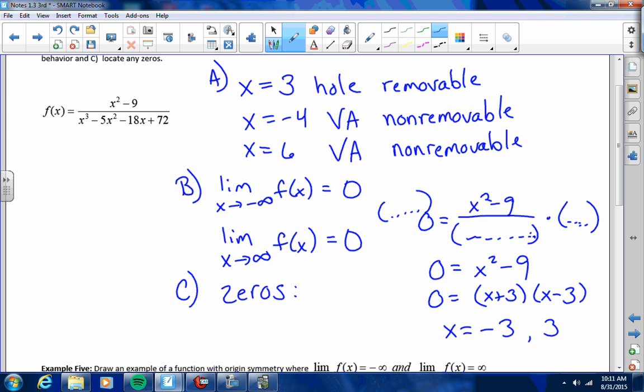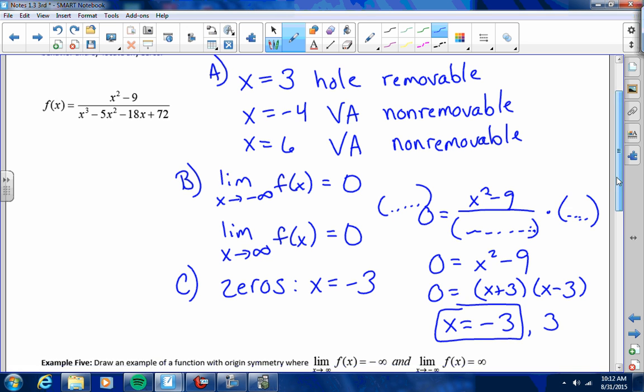-3 and +3. But we already know what's happening at x equals 3. At x equals 3, it's a hole. So where's our 0 at? x equals -3. Questions on that? So basically, when you have a rational function and you want to know the zeros, you're basically setting the numerator equal to 0 and solving for x. Those are your zeros.